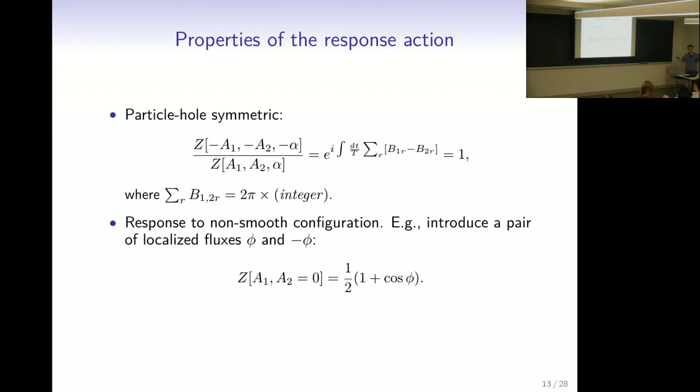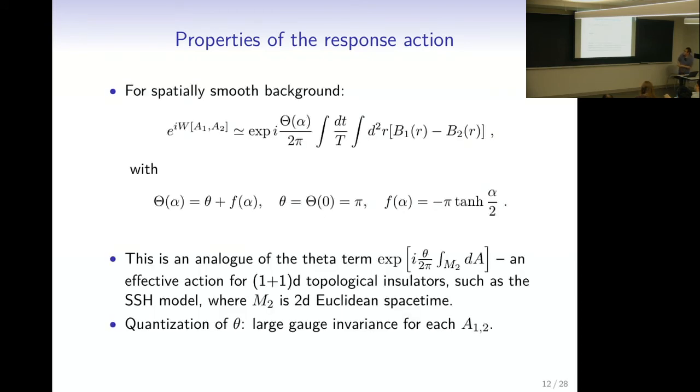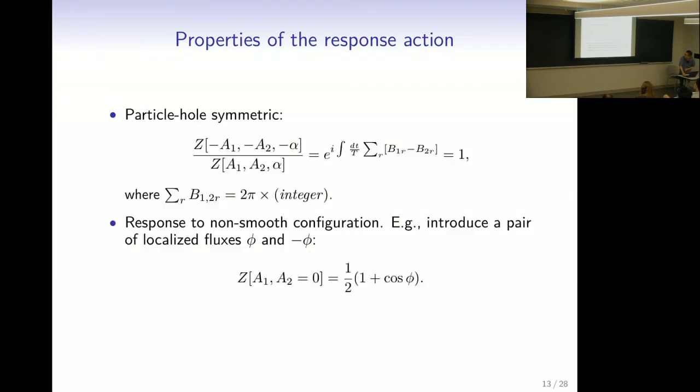We can also discuss response to singular or very non-smooth configurations of the background flux. So for example, you can introduce a flux phi on one of the brackets, and you can introduce a minus phi on some other bracket, which is separated by some distance. But then you get this type of response. So the Schwinger-Keldysh partition function is 0 when phi is introduced. The localized flux is exactly pi, which I think is kind of expected. But let's now focus on these smooth configurations once again.